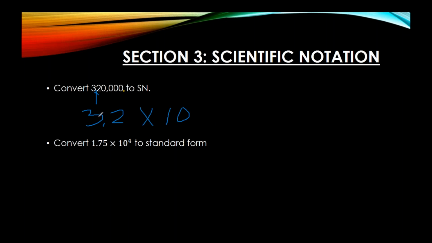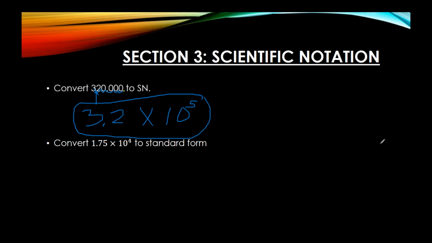Now, 320,000 is obviously bigger than 10, so my exponent is going to be positive. My exponent is the number of positions between my yellow decimal point and my blue arrow. So 1, 2, 3, 4, 5. I moved it 5 positions, so my exponent is 5. And so 320,000 in scientific notation is 3.2 times 10 to the 5th.